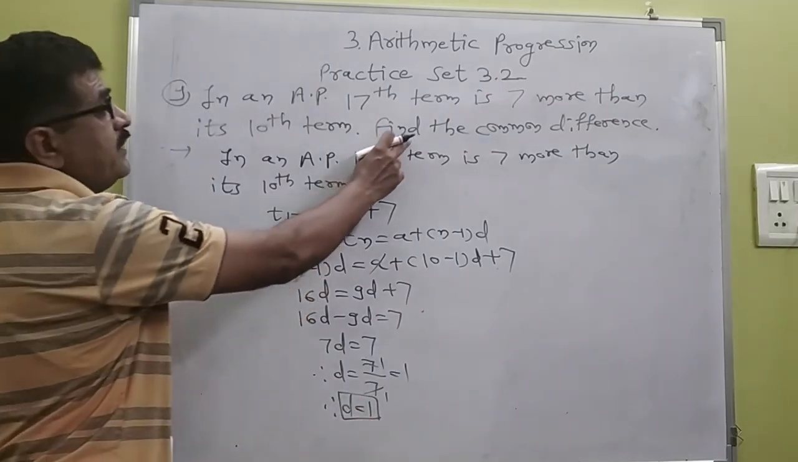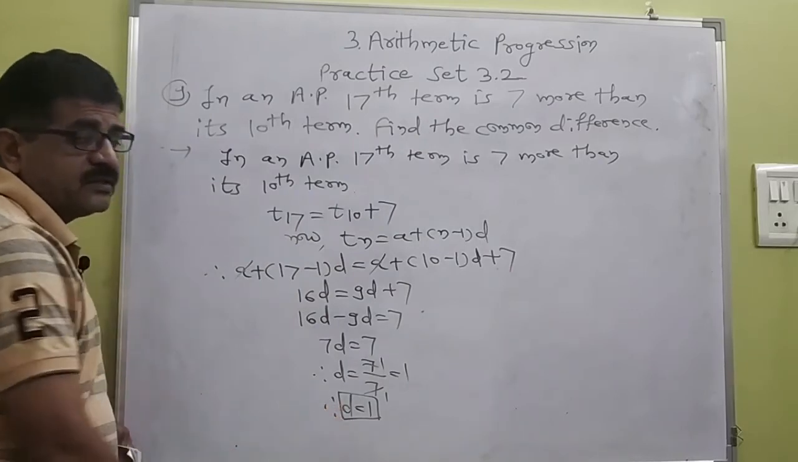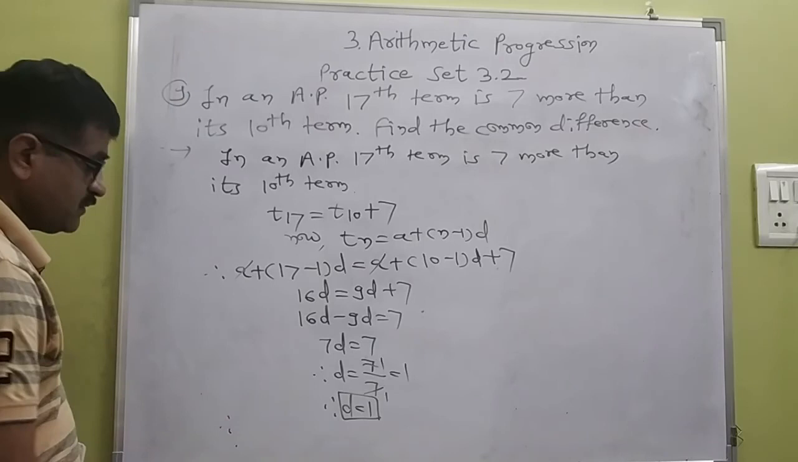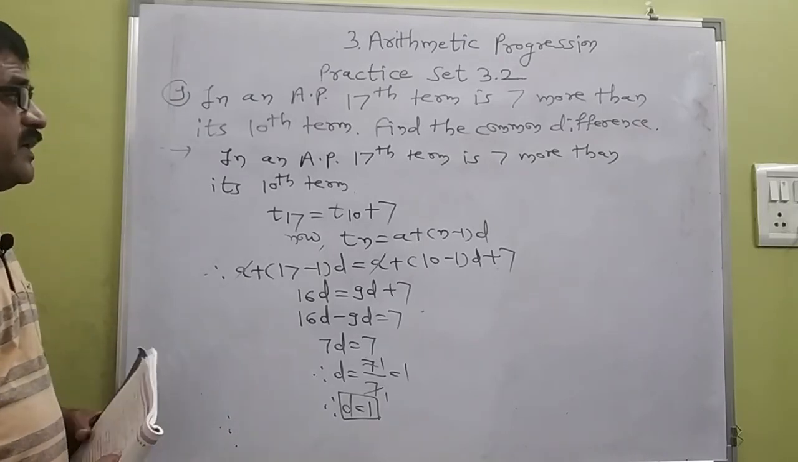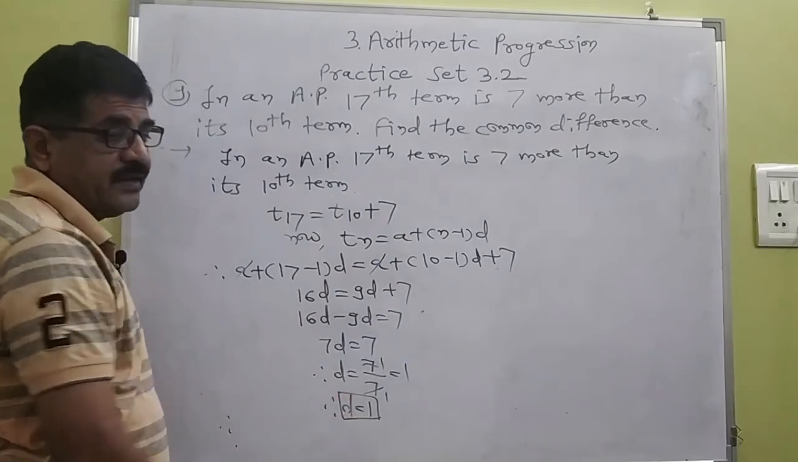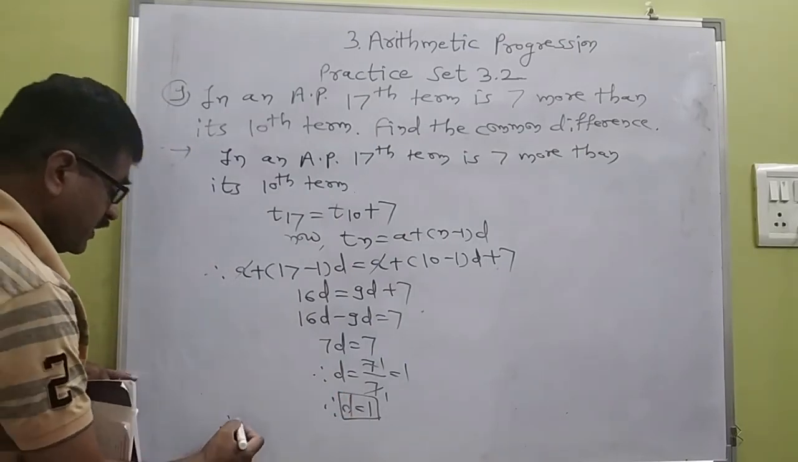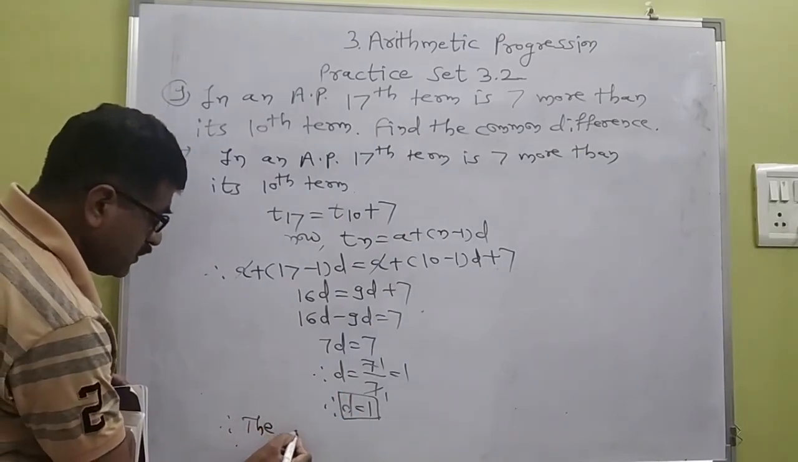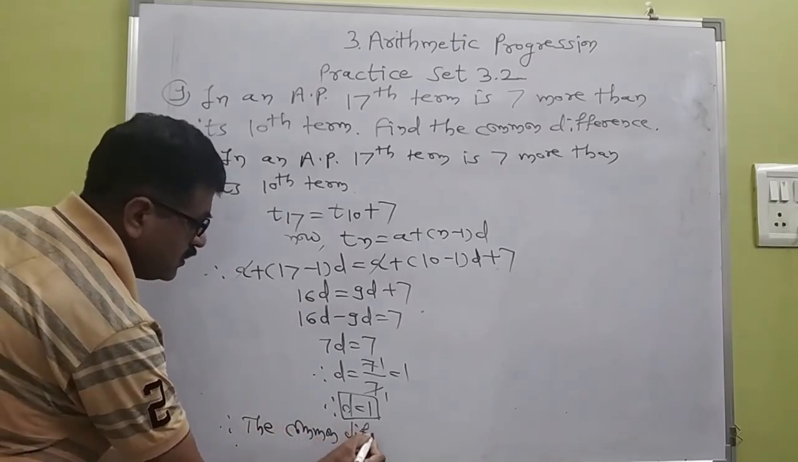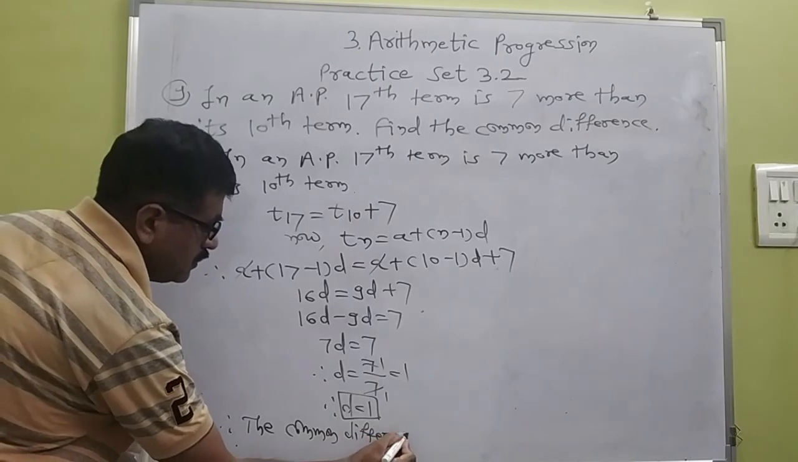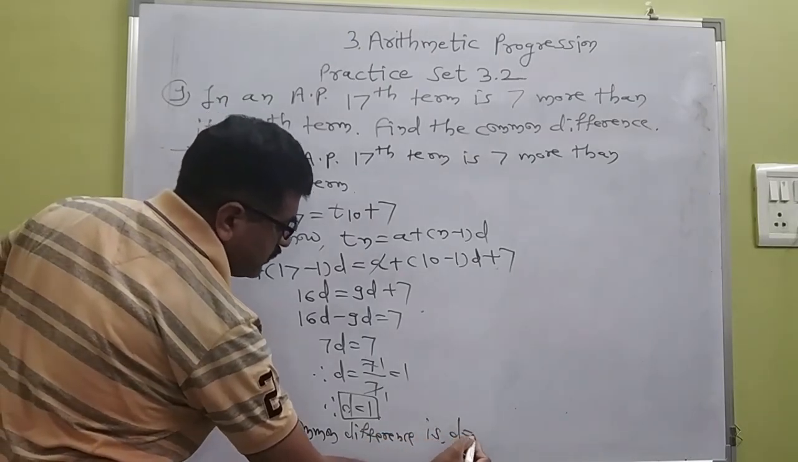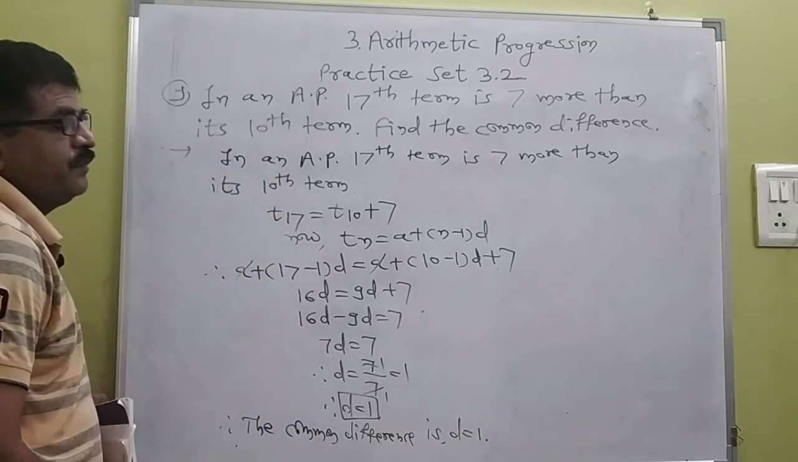Now we have to find the common difference, and D is the common difference. Therefore, what is the answer? Therefore, the answer is, the common difference D is equal to 1. This is the answer.